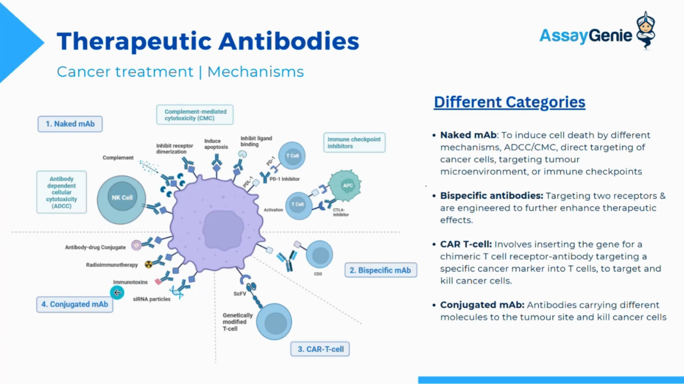Last but not least, we have conjugated monoclonal antibodies, and these are antibodies carrying different molecules to the tumor site that can kill cancer cells. So included here, you have your antibody drug conjugate, you have your radioimmunotherapy conjugated antibody with a radioligand, you have your immunotoxin conjugated antibody, and then you have your small interfering RNA particle conjugated antibody. So there's a wide range of different therapeutic antibodies to choose from.